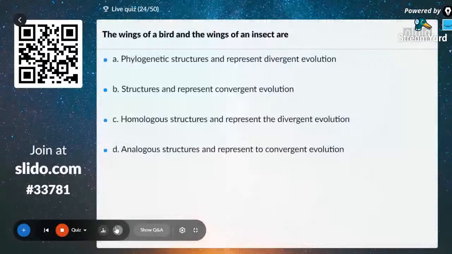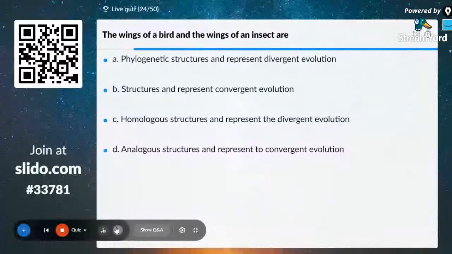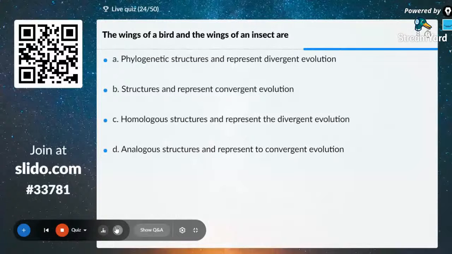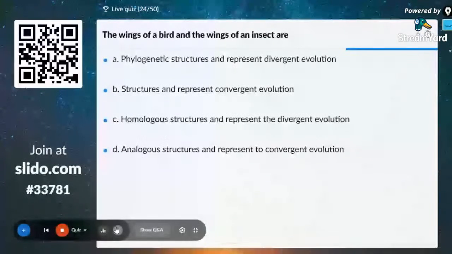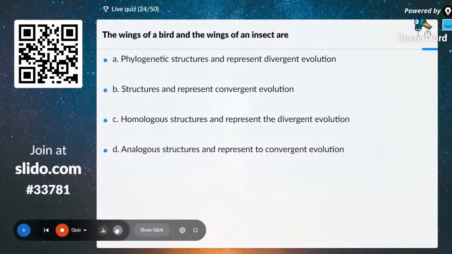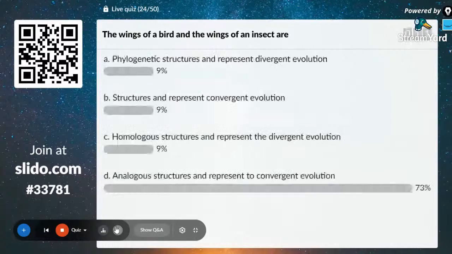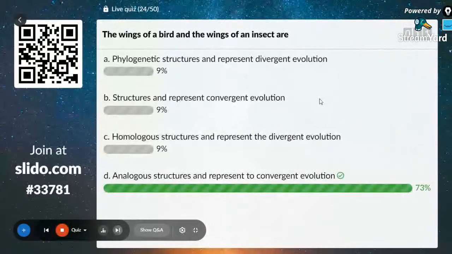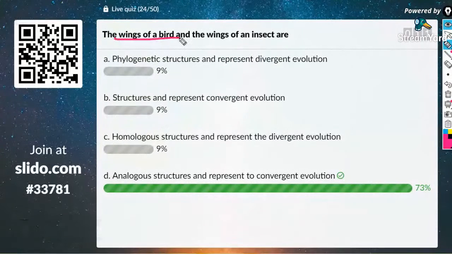The wings of a bird and the wing of an insect are examples of... both are used for flying. So the answer should be same function, different ancestral origin. Same function. Guys, it is analogous organ. They are having wings of a bird for flying, wings of an insect. Both these are used for flying.